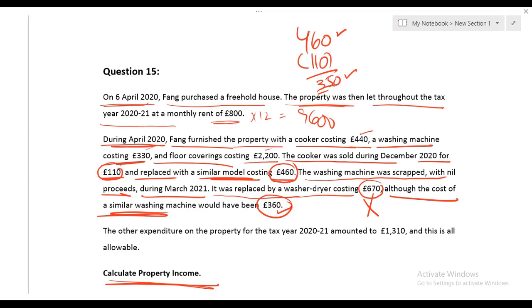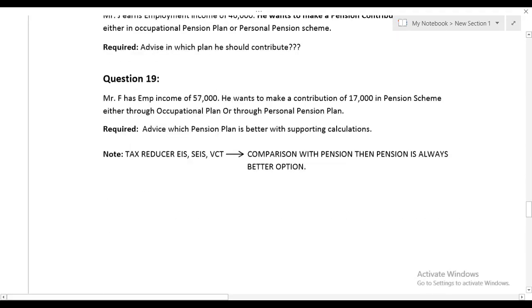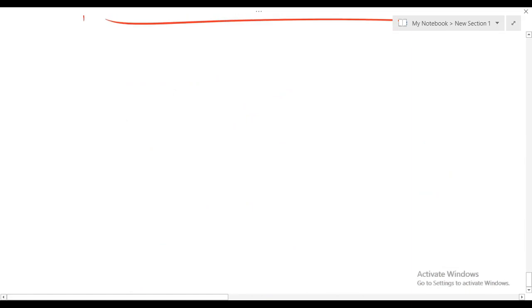The other expenditure on the property for tax year 2021 amounted to 1310, and this is all allowable. Allowable means deductible. So you need to calculate property income. To be very honest, now I'm going to again say pause the video and try to calculate property income for this question. Otherwise, you can always see the video, question 15.